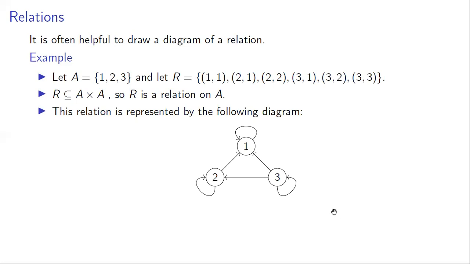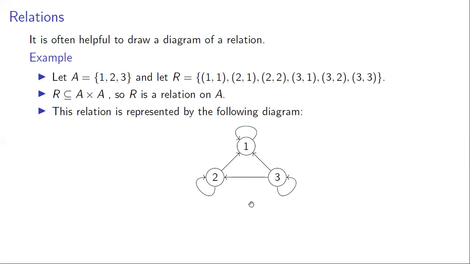This relation is represented by the following diagram. Notice what we have here. We have 3 what I'd call nodes, these little circles. There's 1 for each element of A, so there's 1, 2, and 3 for the 3 elements of A. Then we represent an ordered pair. Let's say there's an ordered pair 1, 1. We represent that by drawing an arrow from 1 to 1. There's an ordered pair 2, 1, so we represent that by drawing an arrow from 2 to 1, and so on.